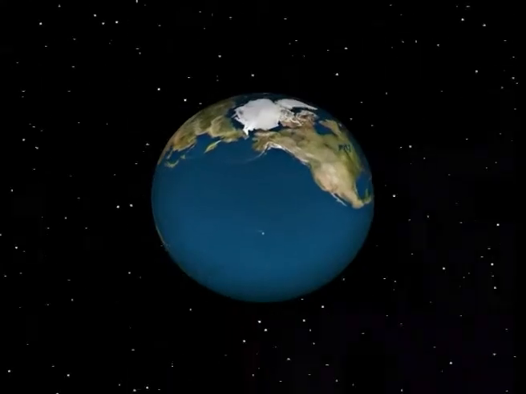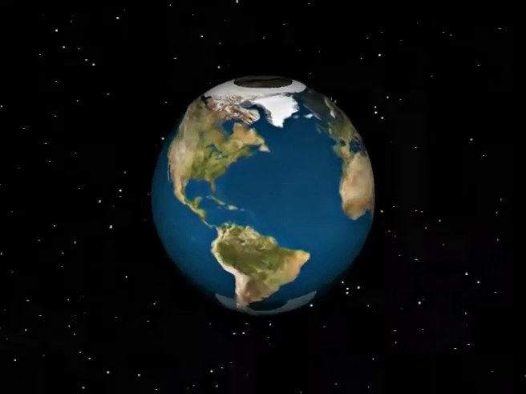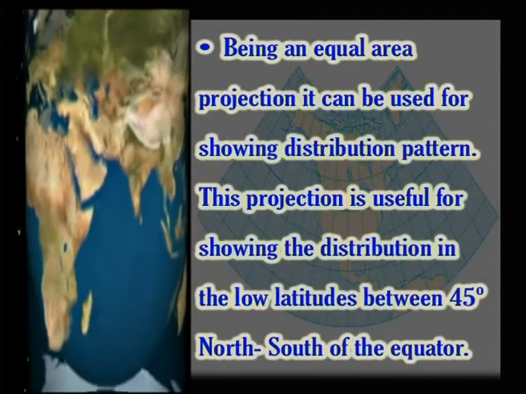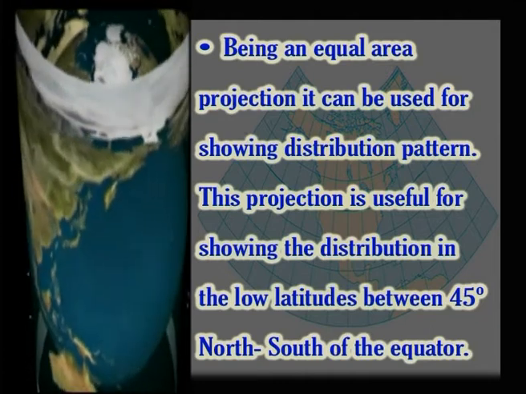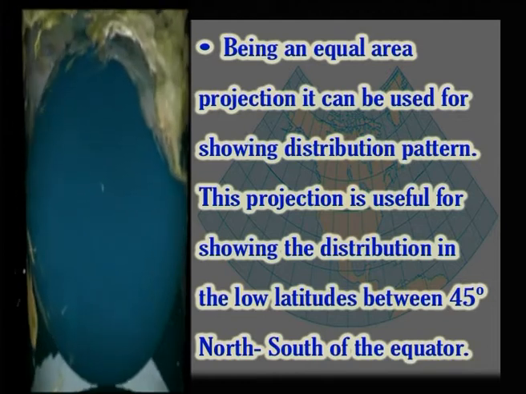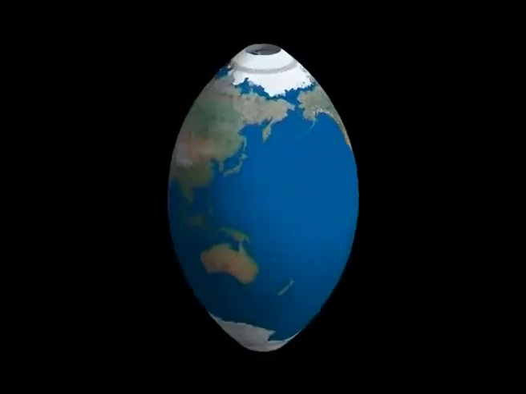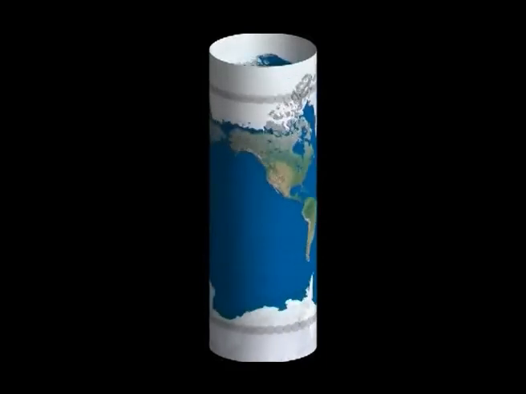They have very small distortions along the central circular line, the secant point of the paper. The uses of cylindrical projections are that they are usually used for world maps or regional and national maps of the equatorial areas. Being an equal area projection, it can be used for showing distribution pattern. This projection is useful for showing the distribution in the low latitudes between 45 degrees north and south of the equator.